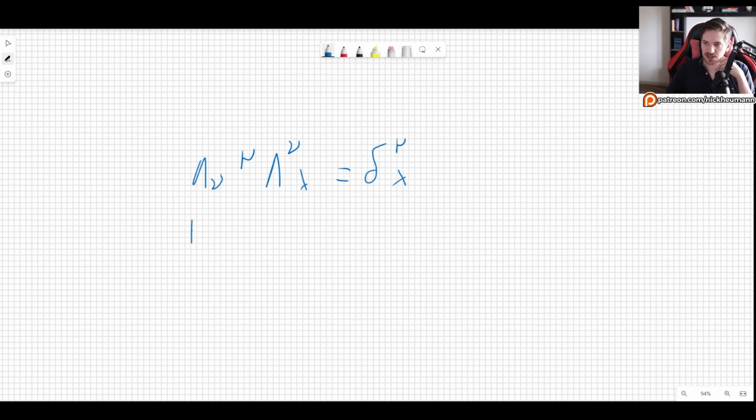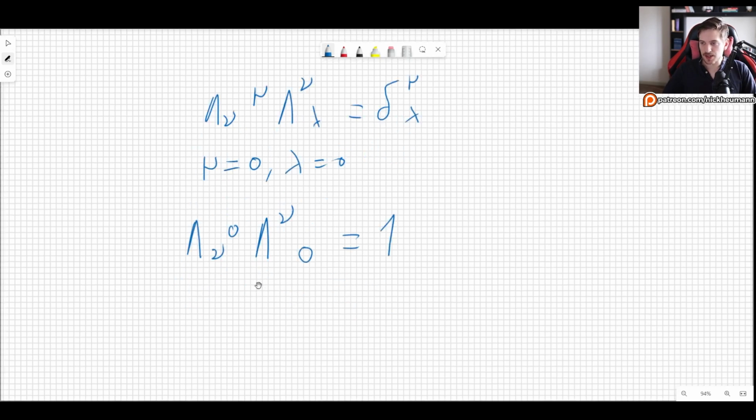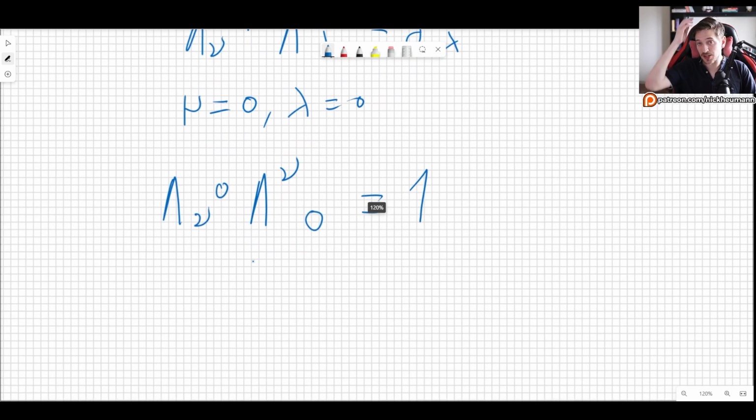So what I mean here is, let's take a look at mu equals 0, lambda equals 0. Let's take a look at this expression when this happens. So when that happens, we have lambda nu 0, lambda, and now nu, and this small lambda is 0. So this is what we have. And this has to be equal to the 0, 0th element of this Kronecker delta matrix, which is simply 1. Now, what's going on here? You can now see much more clearly that this is indeed going to give us a number, which is what I have been promising you so far.